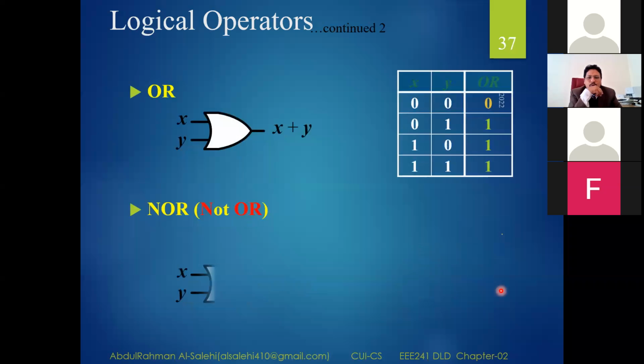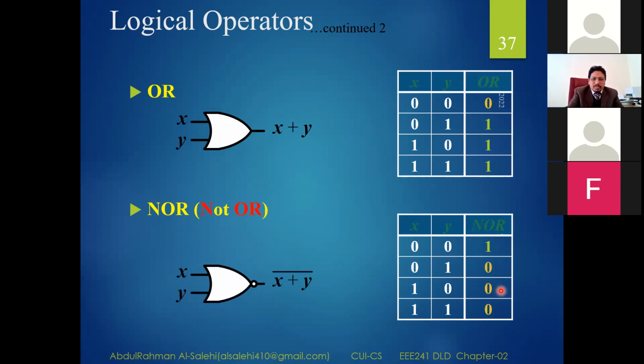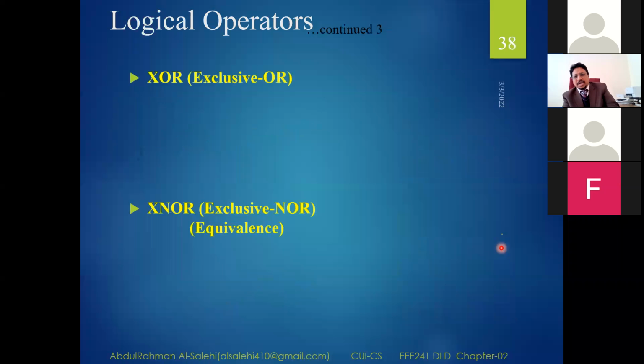So come to the ORing gate. ORing will give me 1, except when both switches are off. Okay. So for the NOR gate, I just give it a small inverter here, which will give me the inversion or complement of the output result of the OR gate. So now here all of them are 0 except at the beginning.